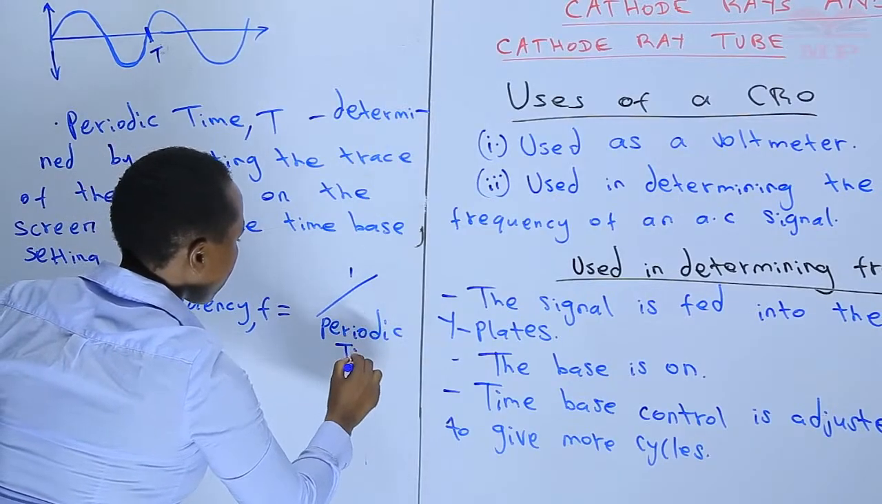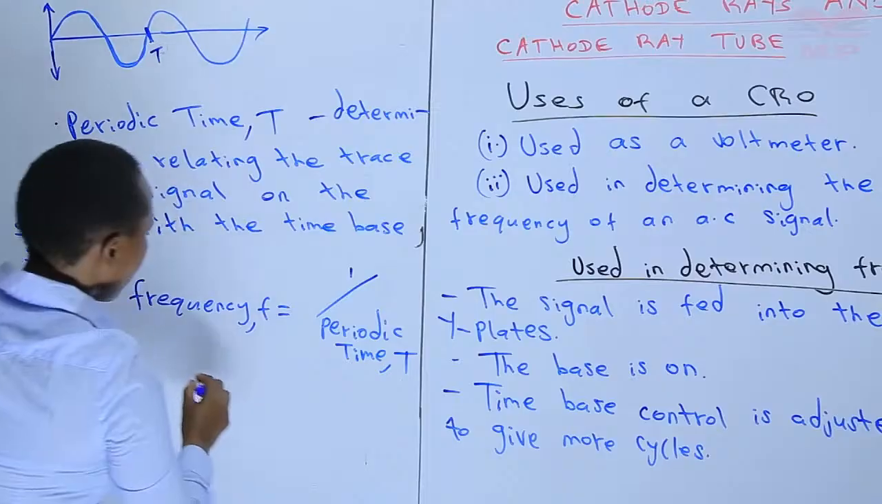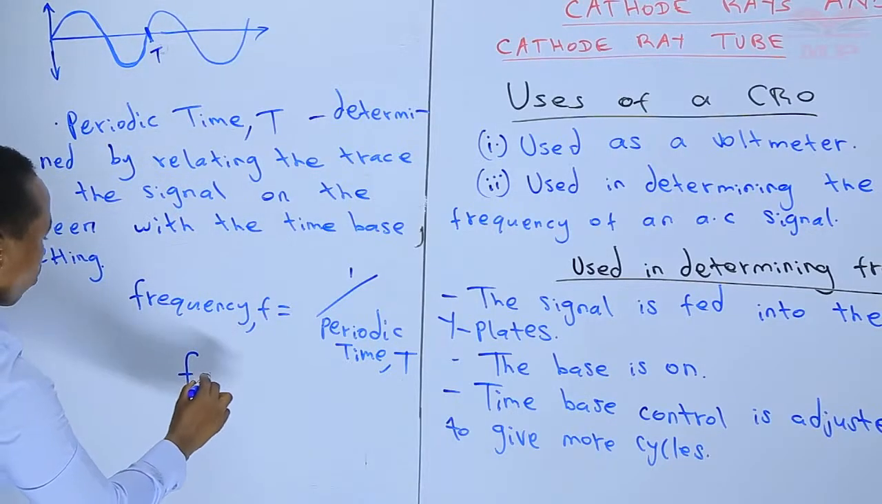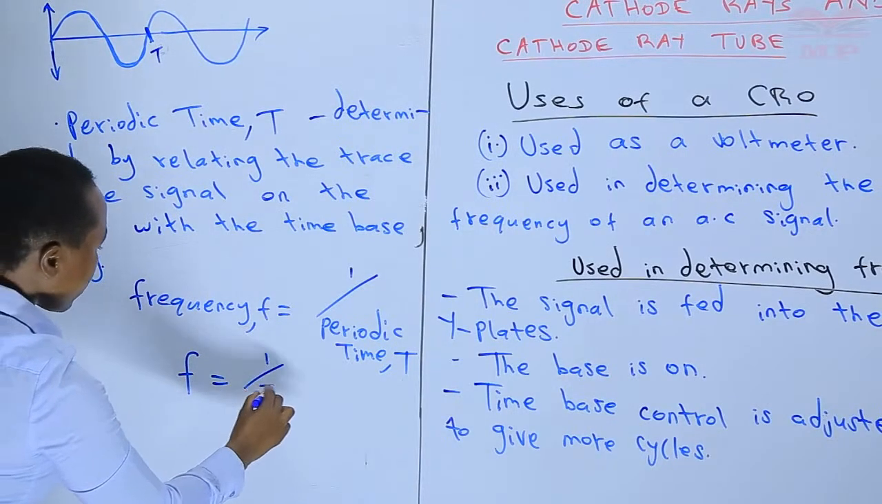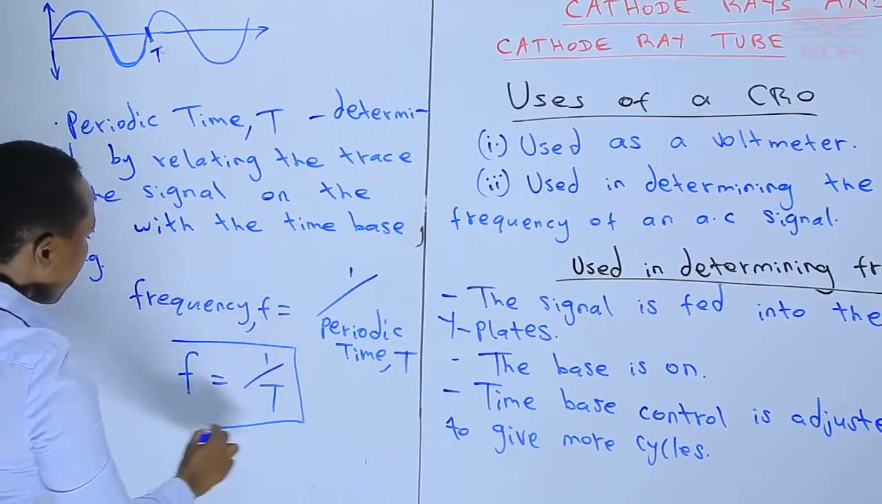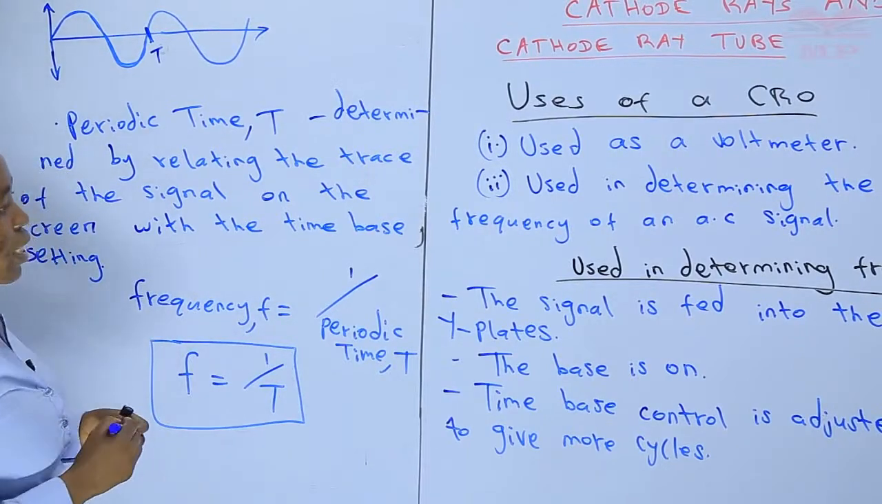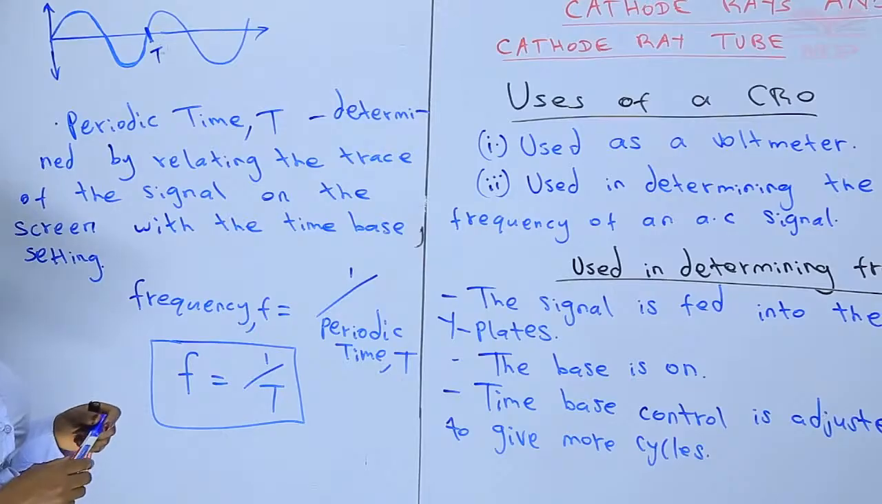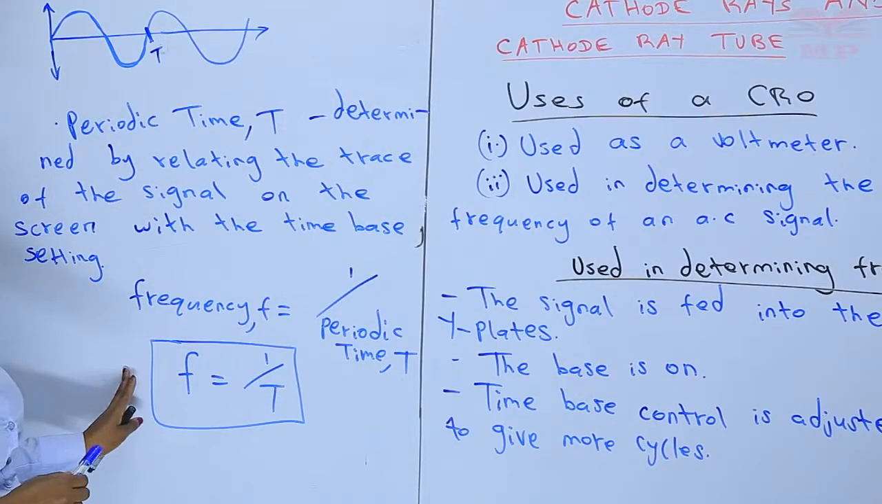of the periodic time T. And therefore, we can calculate frequency by getting the reciprocal of the periodic time. So that's how we can use a CRO to determine the frequency of an alternating current signal.